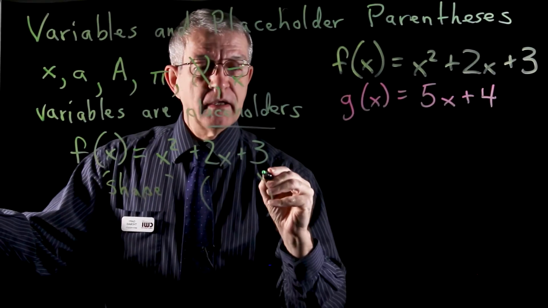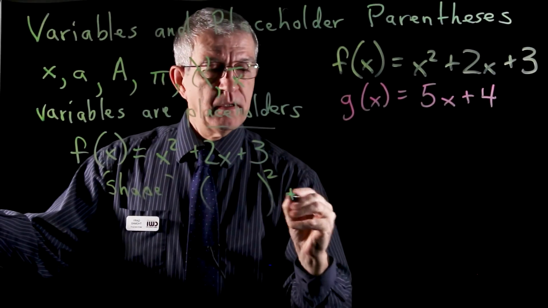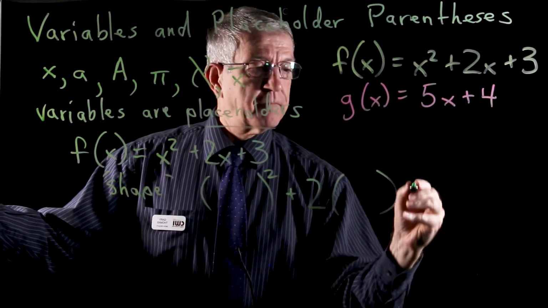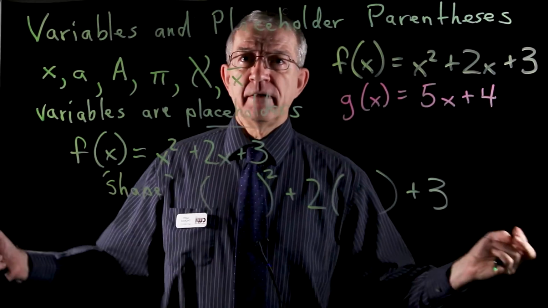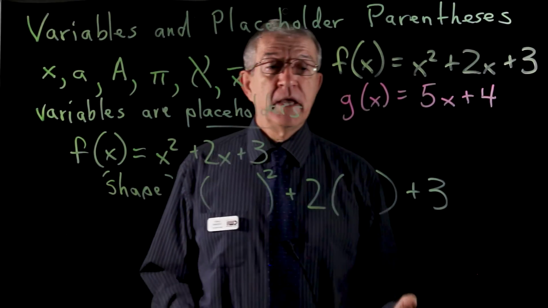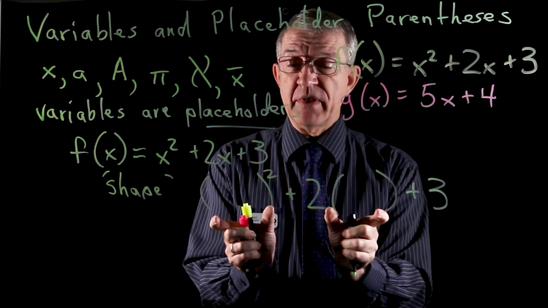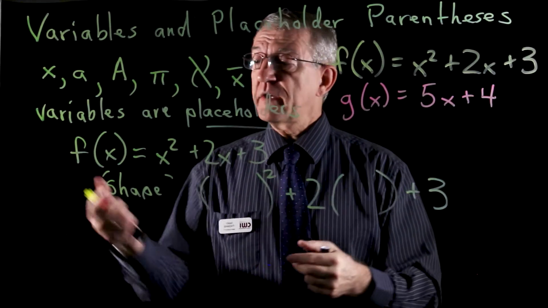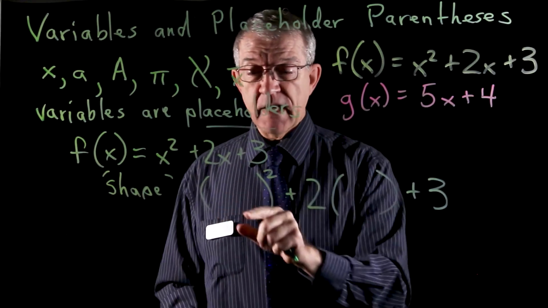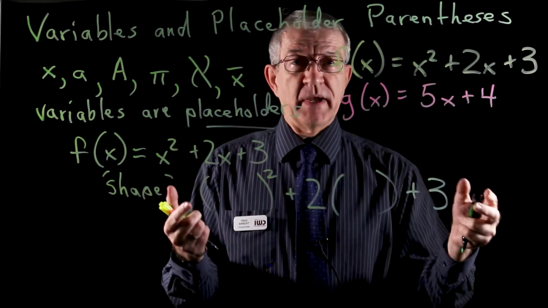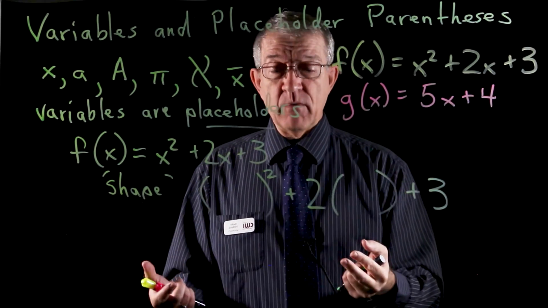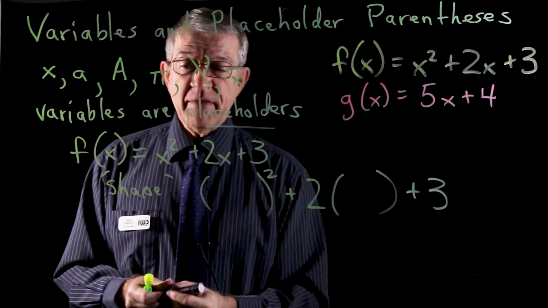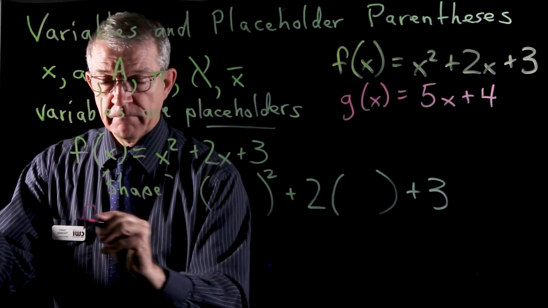There's something, and you square it, and then you add 2 times something, and then you add 3. And the reason I like this method is I'm not going to confuse this with any sort of x. If I want to know f of x, then I just write in x, and I have my original function definition. If I want to know, say, f of 4, now I'm evaluating the function.